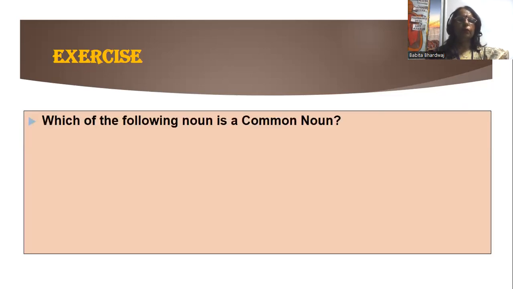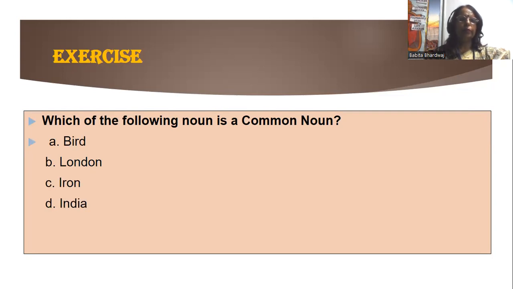Now let us see the next question. Which of the following is a common noun? So we just talked about different types of nouns. So a bird, London, iron, India. If we see the second option, London, we know it is a specific city. And if we talk about iron, again, it is very clearly indicated. And if we see the last option, that is India, it is also specifically mentioned the name of the country.